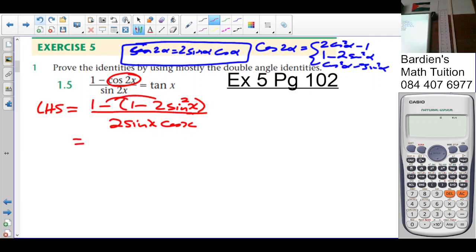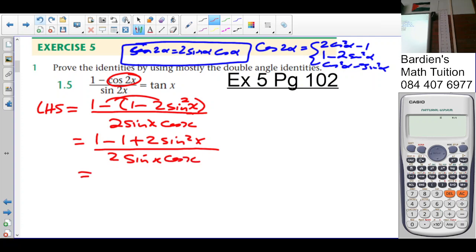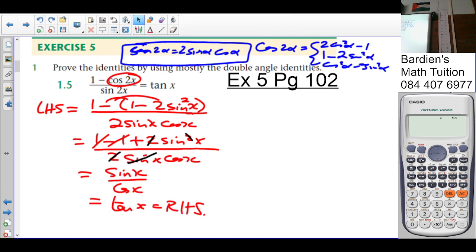So that's going to give us 1 minus 1 plus 2 sine squared x over 2 sine x cos x. That cancels. So I'm left with 2 sine squared x over 2 sine x cos x. Not so? So the 2's cancel and that sine cancels one of those. It leaves you with sine x over cos x, which is equal to tan x, which is equal to the right hand side. Okay, you guys understand?